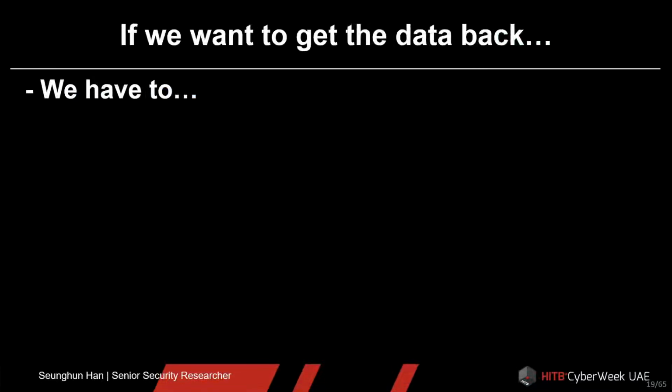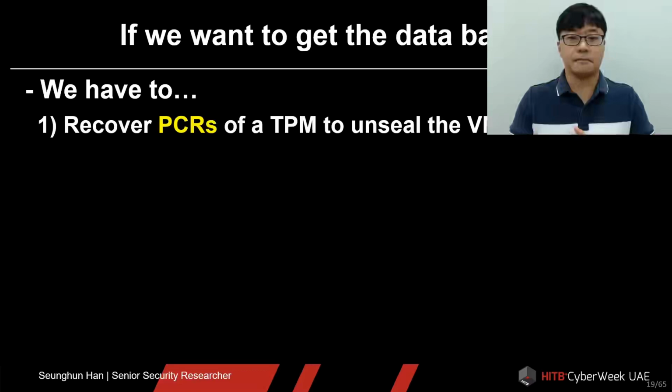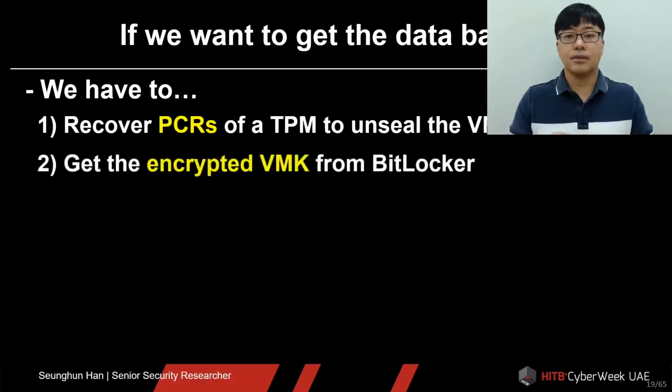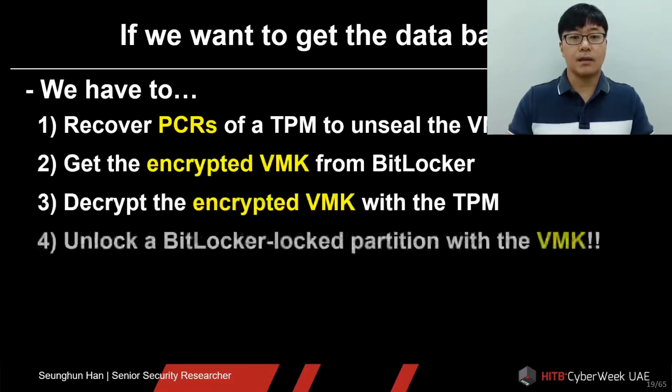Alright, let's summarize the things we have to do. As I mentioned before, the TPM protects a VMK. So, firstly, we have to recover the PCRs of a TPM to unseal the VMK. Secondly, we have to get the encrypted VMK from vTracker. Thirdly, we have to decrypt the encrypted VMK with the TPM. And finally, we have to unlock the vTracker locked partition with the VMK.